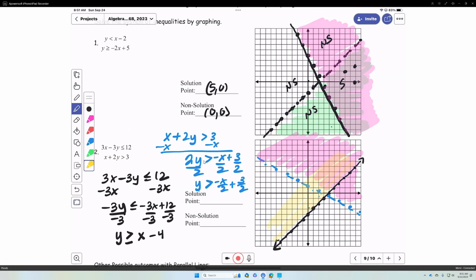And you notice that the pink and the yellow will overlap, and that's where our solution is going to be. So I'm going to put S here. Non-solution, non-solution, non-solution. So this point is 1, 2, 3, 4. 1, 2, 3. So it's 4 comma negative 3. In this case, we have 1, 2, 3, 4. It appears that 4, 0 is a solution.